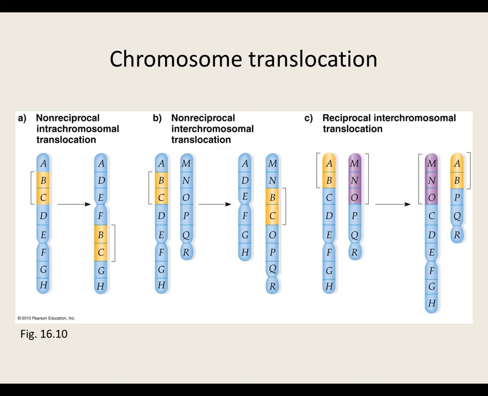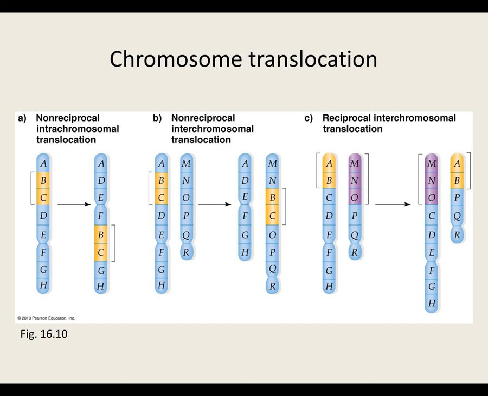Another type of mutation that causes no gain or loss but just a rearrangement is called a translocation. Translocations generally come in three flavors. On the left-hand side here is a non-reciprocal intrachromosomal translocation, where a segment, B and C, is moved to a new spot on the chromosome. So before it was on the long arm, and now it's also on the long arm, but it's between segments F and G. So it's just simply moved to a new location on the same chromosome, so intrachromosomal.